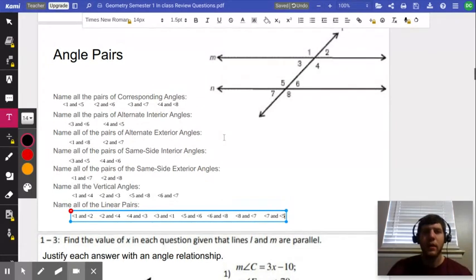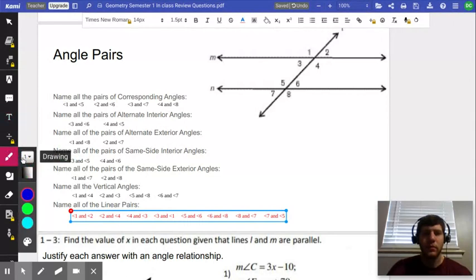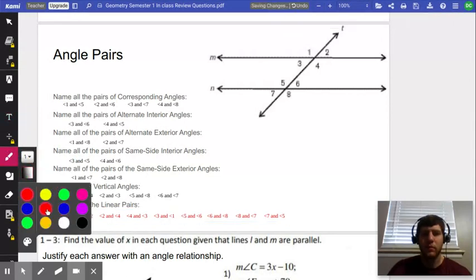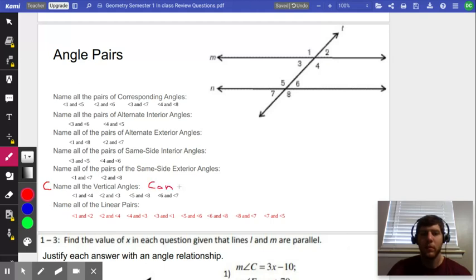Okay, so now let's look at congruent or supplementary. So actually, let's go to drawing here. Right, so vertical angles are always congruent. Okay, and linear pairs are always supplementary. So maybe write it over here. Congruent, right, supplementary.